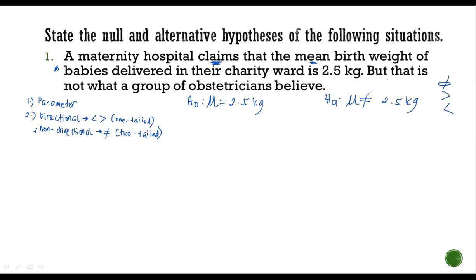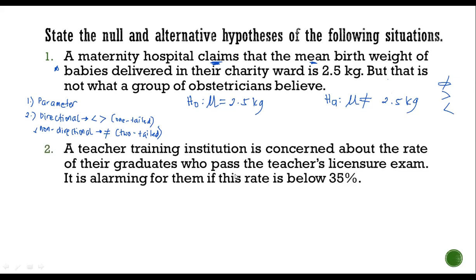Sana nasundan, ano? We move on to number 2. Second problem tayo. A teacher training institution is concerned about the rate of their graduates who pass the teacher's licensure examination. So it is alarming for them that this rate is below 35%. Okay? So for number 2, we answer the question. What is the parameter that we will use? Is it mean or proportion? Share your answer on our chat box. What will we utilize? Mean or proportion for number 2? I will wait for your answers.